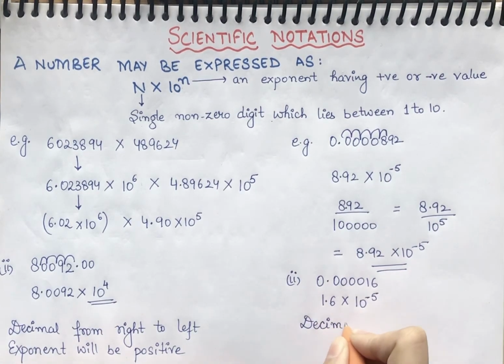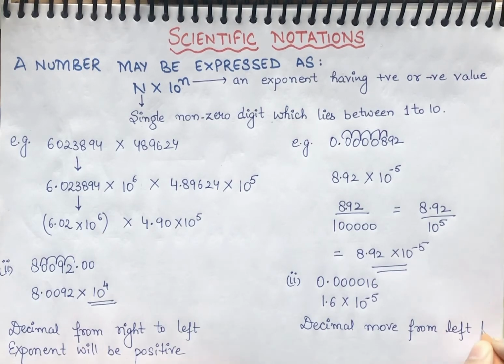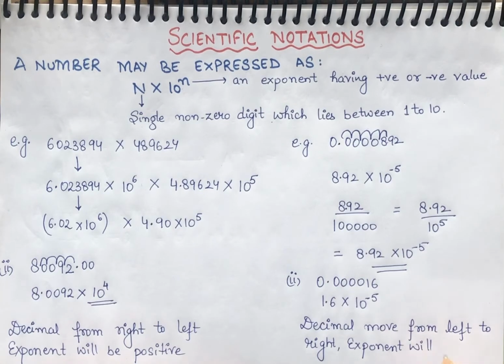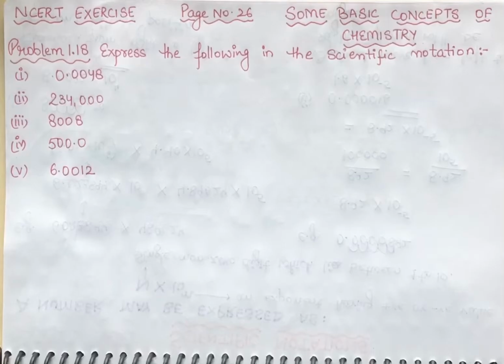Now you can write: decimal moved from left to right, the exponent will be negative. That means if you are moving the decimal from the left side to the right side, the exponent should be negative. Here you should mention that the decimal is moving from right to left.